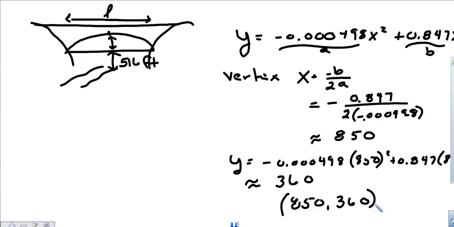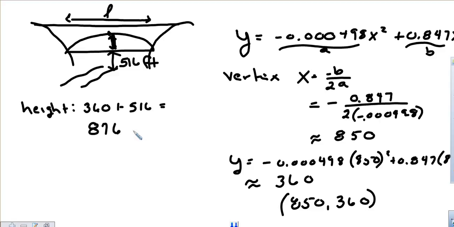So what does that give us? That's the value of this point right here. Well, the y value would be the distance from here to here. That's my y value. So if I want the height of the whole bridge here, what do I have to add into this? It's not just 360, because 360 just takes me down to here. And I want to go all the way down to the river. So I'm going to add that 516. So the height of my bridge to the bottom of the span is 876.